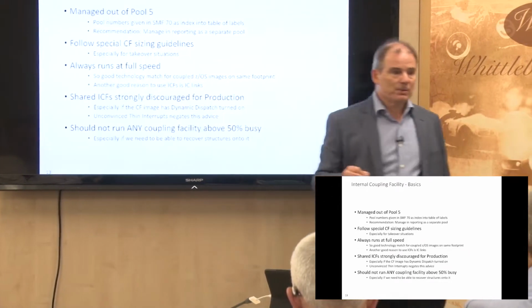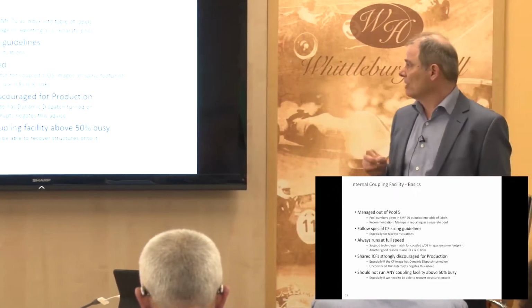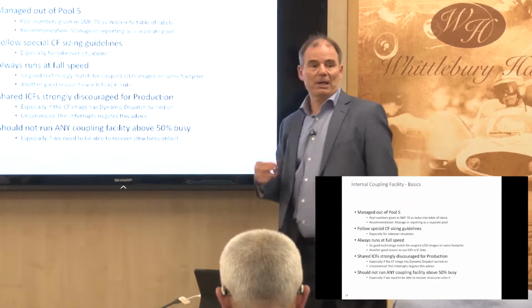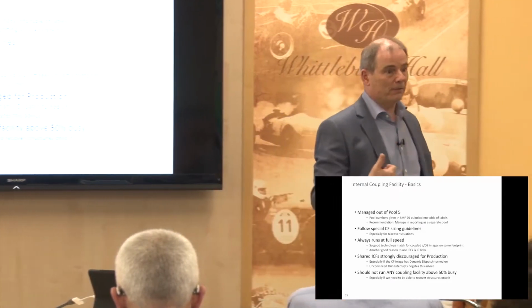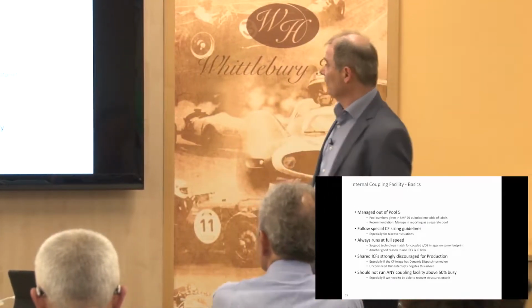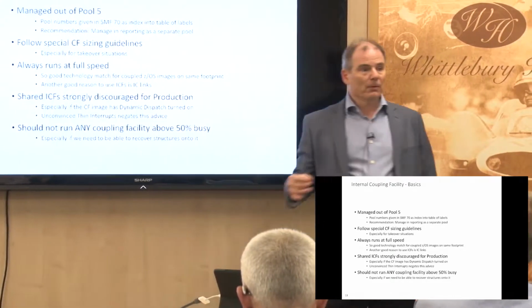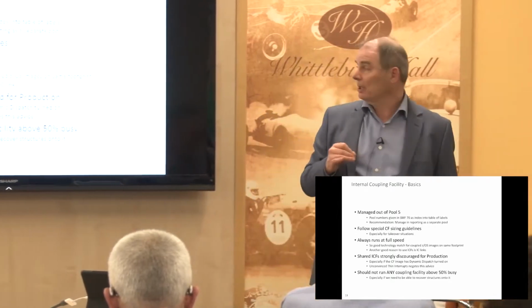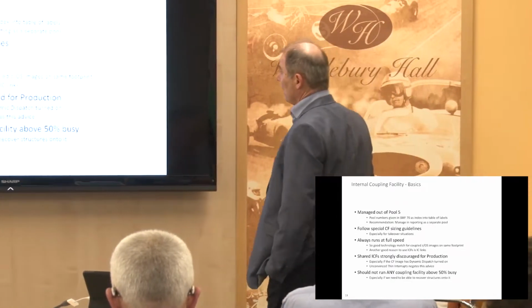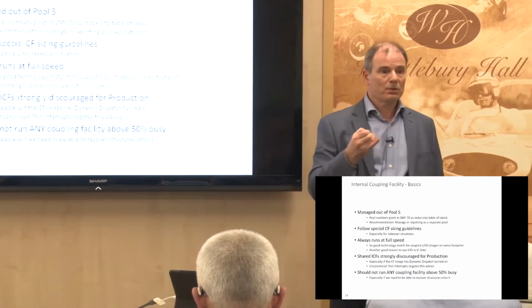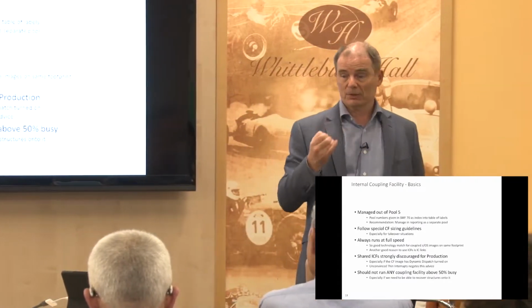They always run at full speed. If you're talking about ICF engines, they always run at full speed. So that's actually automatically a good technology match for coupled engines on the same footprint. It's never going to be too fast. It's not going to be too slow. And of course, as we saw before, you get very nice numbers out of IC links. The prevailing advice is not to use shared ICFs for production.